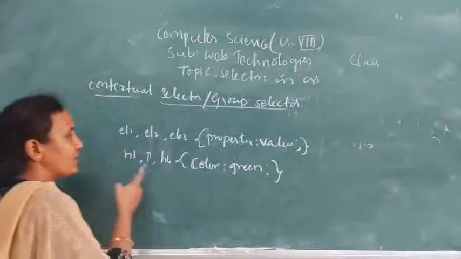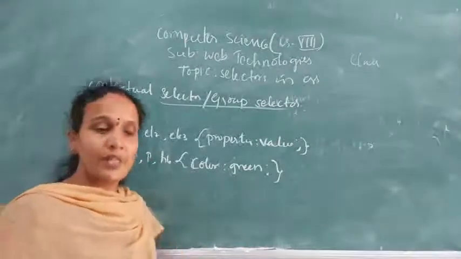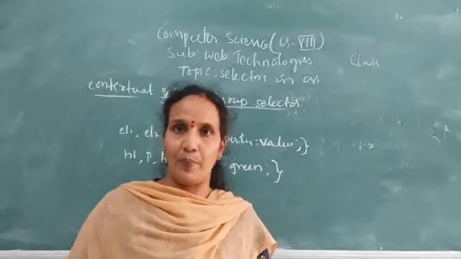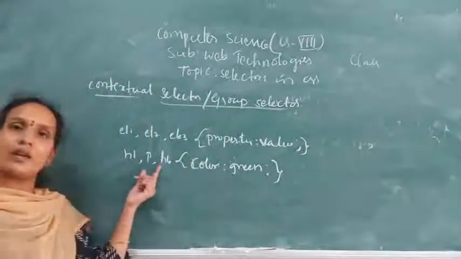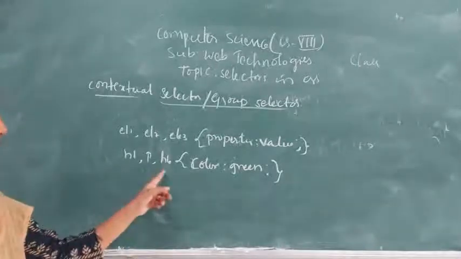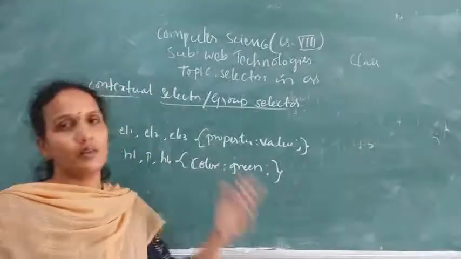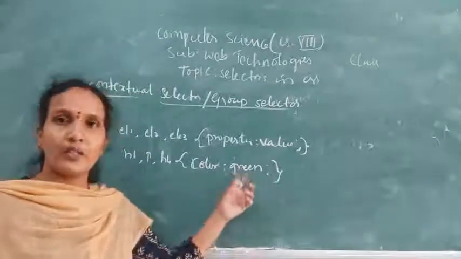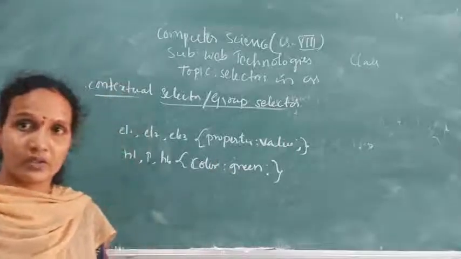Instead of giving a property separately to each and every element, for the elements which have a common property, you group them and give the property. This type of selector is called a group selector. When you are using a group selector, each and every element should be separated by a comma, and then give the property and the value. So this is called a group selector.